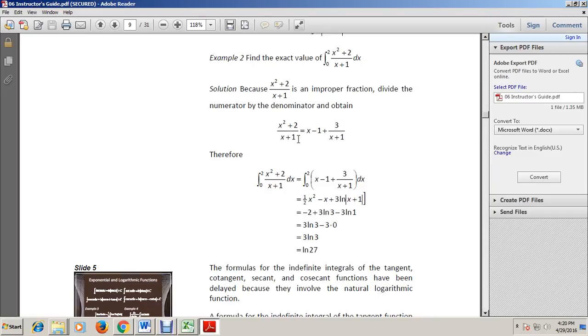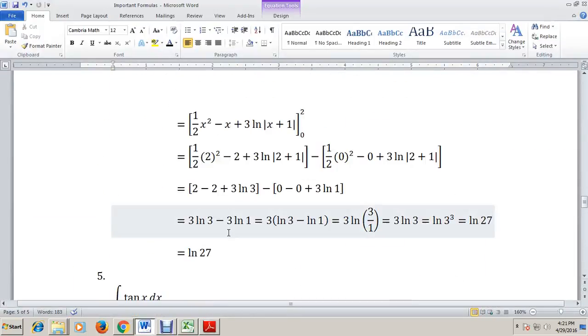Once you are done with the expanded form or the quotient form of the division of the improper fraction, you replace the original expression with the expanded form. What we notice here is that the new integrand is comprised of several terms. Just like what we have discussed in the properties of the integral, we can distribute both the integral sign and dx to all the terms within the algebraic expression, so that we have the integral of x dx, the integral of negative dx, and 3 times the integral of dx over x plus 1. I'll be presenting to you the solution for this one.